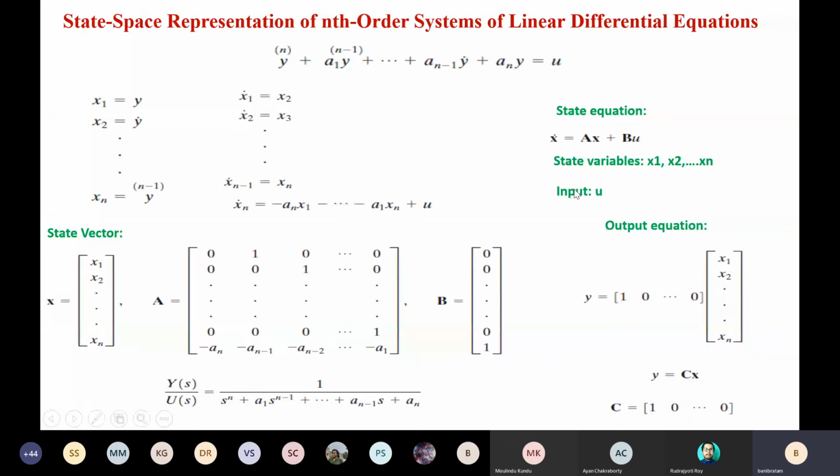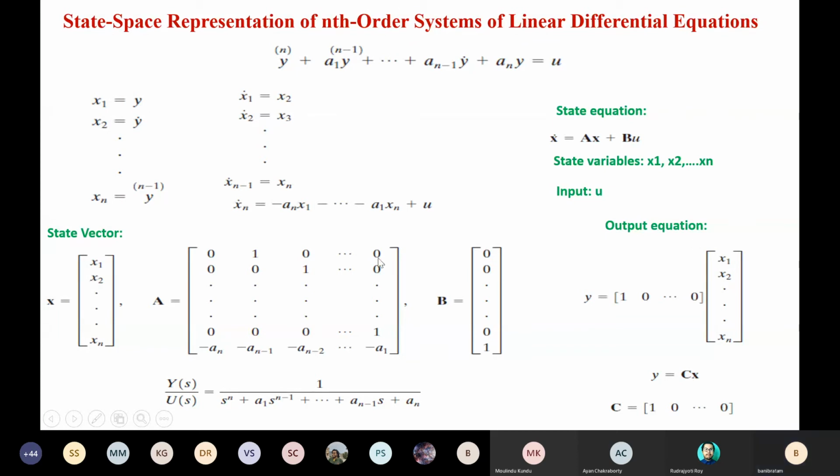Okay. And what will be my output? My output is y. So y is nothing but what? Here we have seen y equals to x1, is it not? So y equals to x1, which you can also write in this form, y equals to c into x. That is the general form, where since in this example only y equals to x1, in this row vector only the first term is 1, all other terms are 0, and x means this column vector x1, x2 up to xn. So y equals to 1 into x1, that we are getting from here.